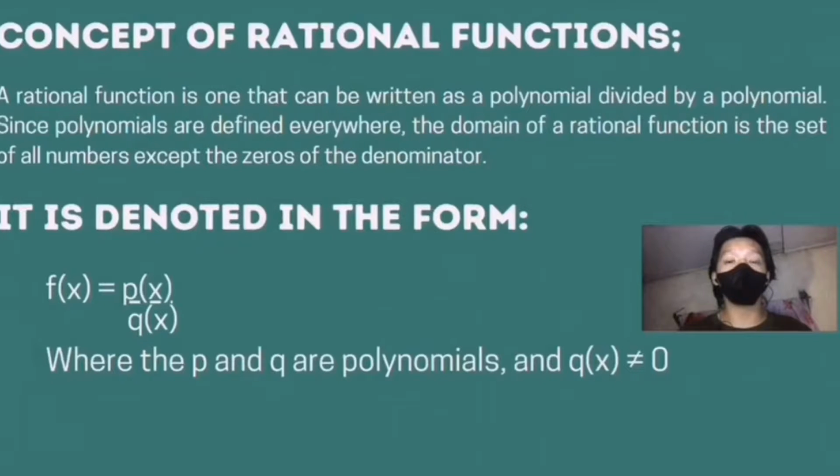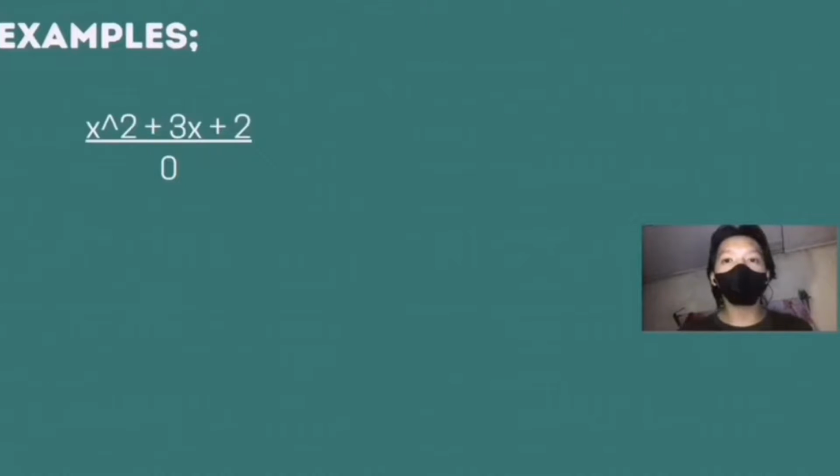Q of x, which is the denominator, must not be equal to 0. It will be undefined if q of x is 0, and if the numerator has an exponent that is a fraction, it won't be computed and is still undefined.